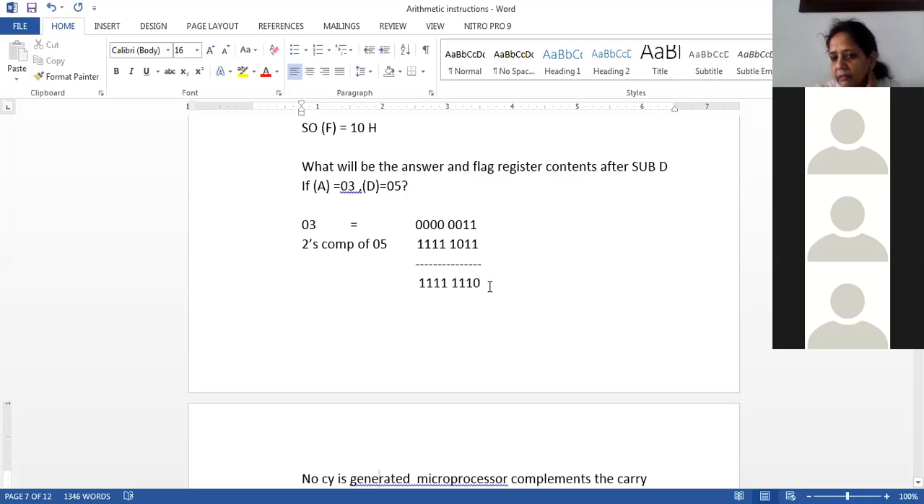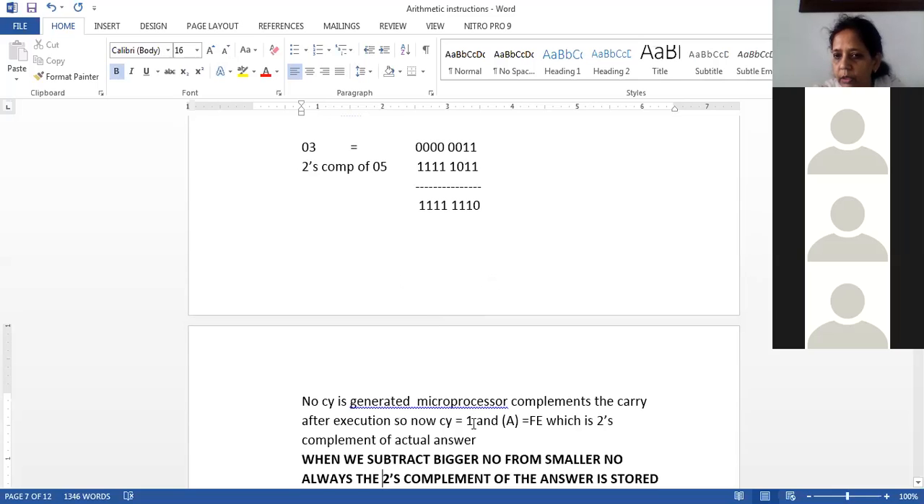Now when the answer is this, there is no carry. So what will the microprocessor do? It will make the carry 1 and the accumulator will have this answer, not 2. It won't have the answer as 2. You will have to write a program to take the 2's complement of the answer, so that it will give you 02 as the answer.